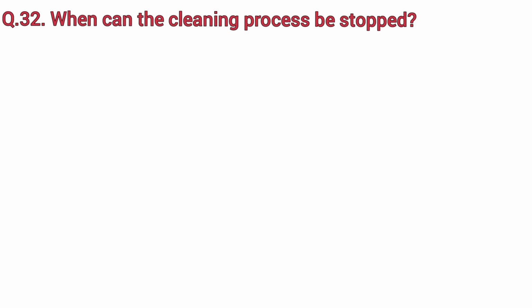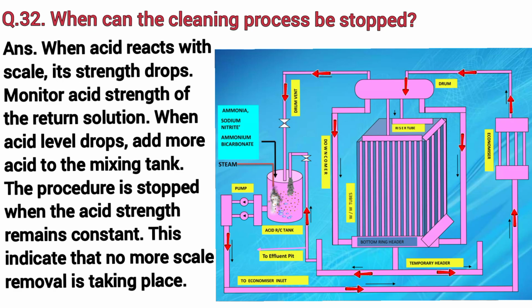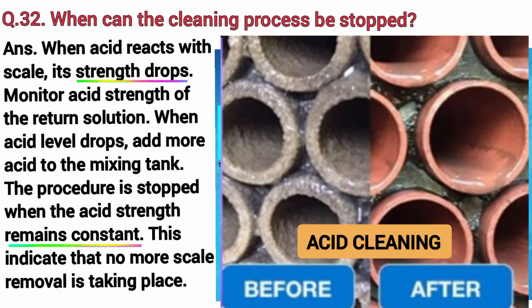When can the cleaning process be stopped? When acid reacts with scale, its strength drops. Monitor the acid strength of the return solution. When the acid level drops, add more acid to the mixing tank. The procedure is stopped when the acid strength remains constant, which indicates that no more scale removal is taking place.